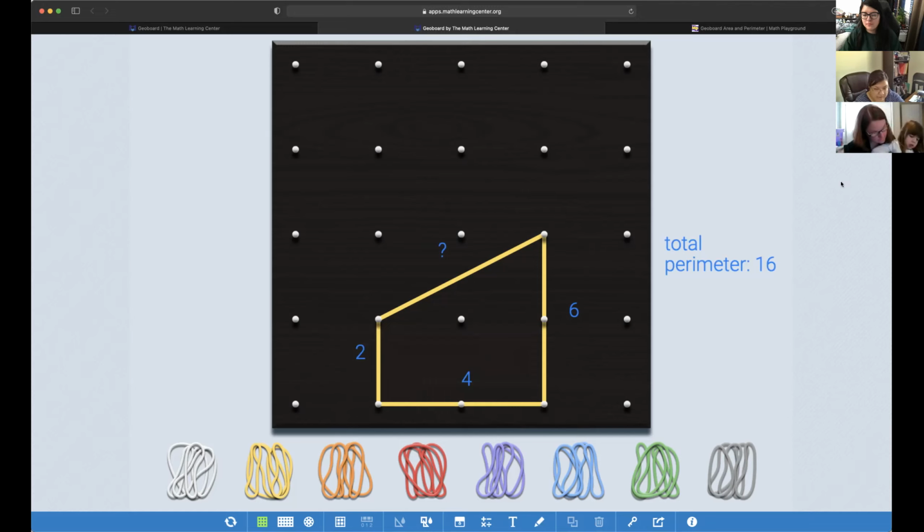So I got, my answer is 4. Okay, so how did you solve for that missing side length? First, I added 2 plus 4 plus 6, which is 12, and then I subtracted it from 16. Awesome. So yes, that is exactly correct. You would add these. So 6 plus 4 is 10, right? And then 10 plus 2 is 12. And then when you subtract 16 minus 12, you get the 4.